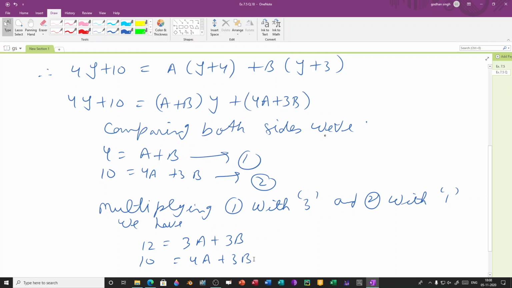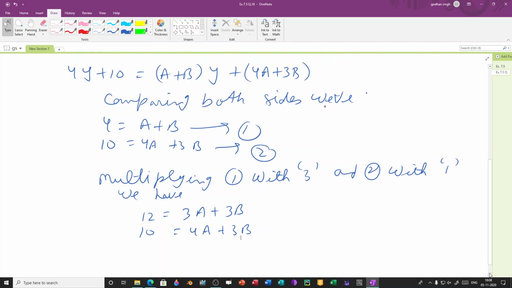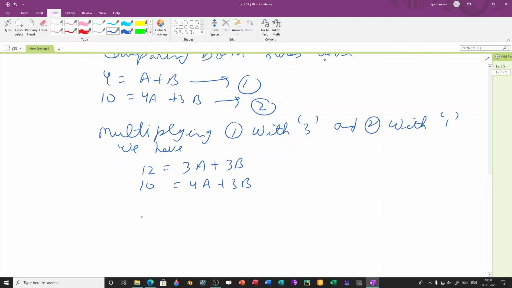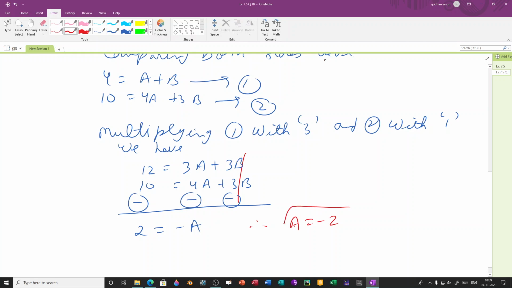Now let us do the subtraction. So this minus will come here, minus here and minus here. So 12 minus 10, that will give us 2, 3a minus 4a will give us minus a, and 3b minus 3b will cancel each other. So we will be getting 2 equal to minus a. Therefore we can say that a equal to minus 2.